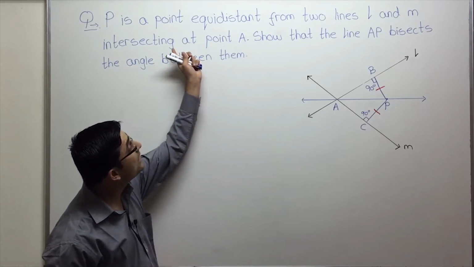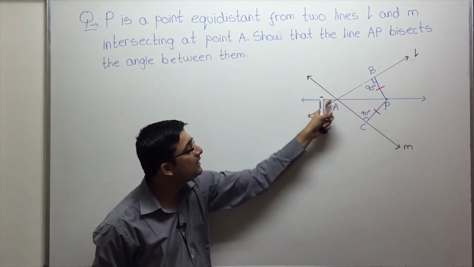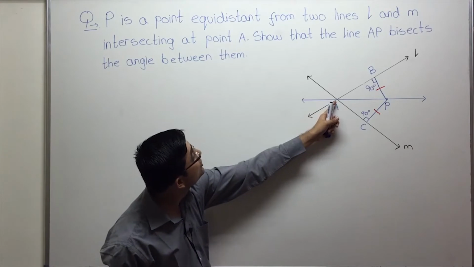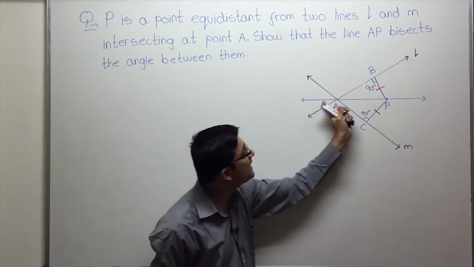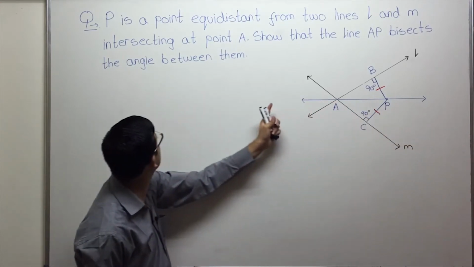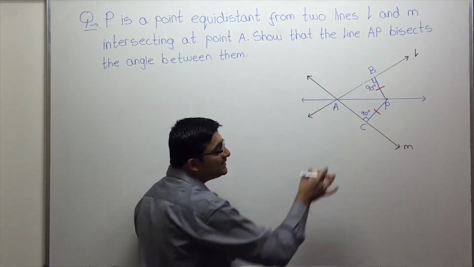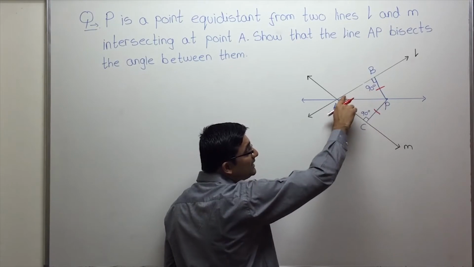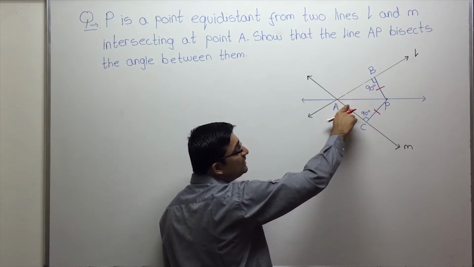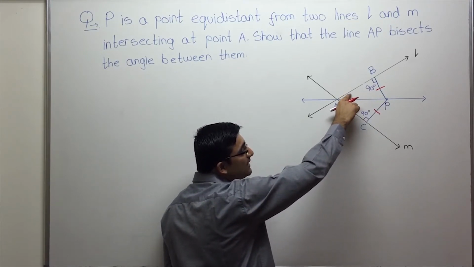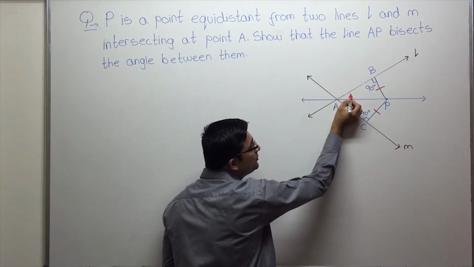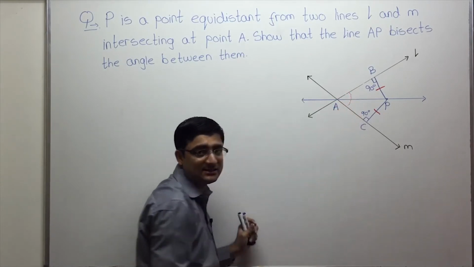Now, the two lines L and M intersect at point A. Show that the line AP, this line over here, that is the blue line AP, bisects the angle between them. Between what? Between the two lines. So basically, we have to show that the line AP is bisecting this entire angle.